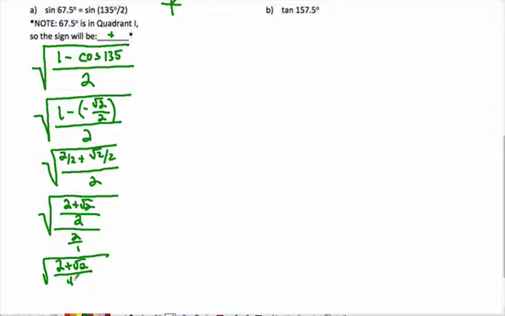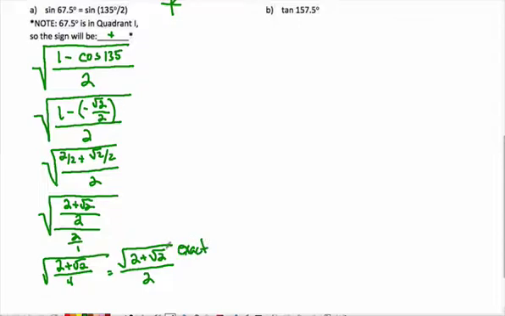Now I can't take the square root of the top, but I can take the square root of the bottom. That's just going to be 2. And so my final answer on this is the square root of 2 plus the square root of 2, so square root over this whole thing, all divided by 2. Okay, so this is the exact answer here.